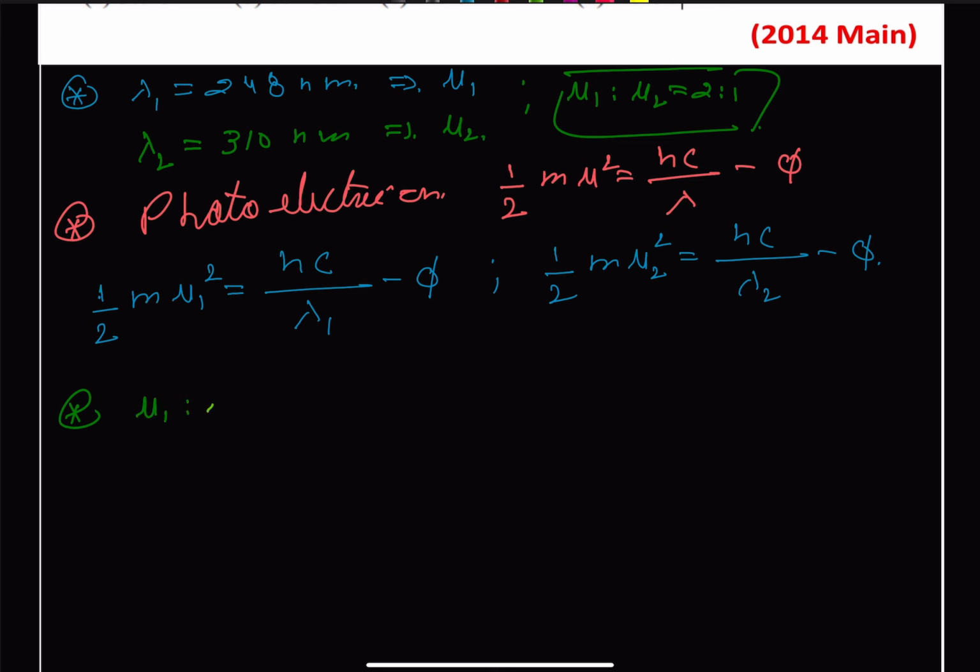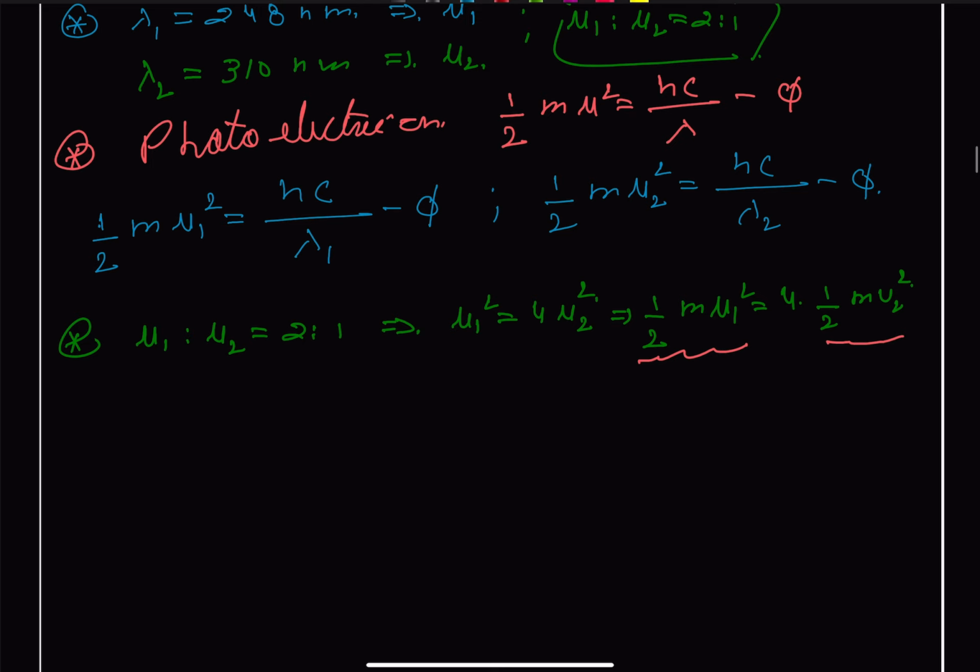Given that U1 to U2 is equal to 2:1, we can write that U1 squared is equal to 4 times U2 squared. This can be further modified as half m U1 squared is equal to 4 times half m U2 squared. So we already know our half m U1 squared and half m U2 squared.